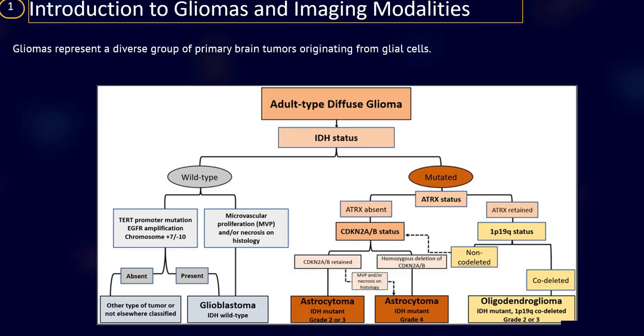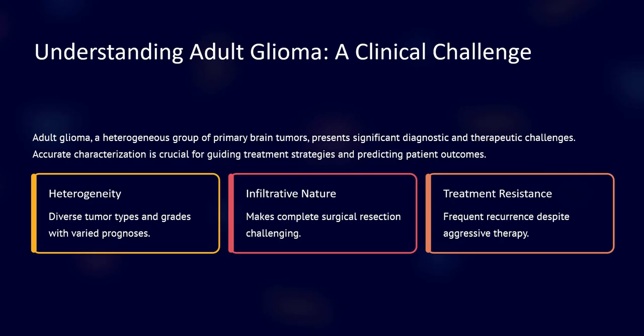First, glioma represents a diverse group of primary brain tumors. The 2021 WHO classification will be discussed later on by my pathologist colleague. This heterogeneous group presents a significant diagnostic and therapeutic challenge. So accurate characterization is crucial for guiding treatment strategy and predicting the patient outcome.